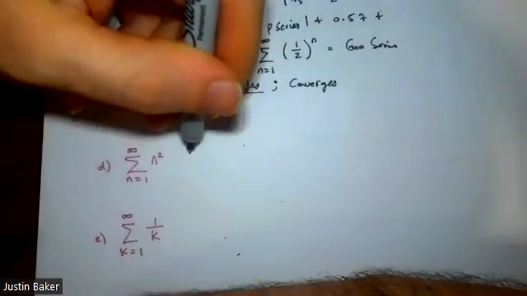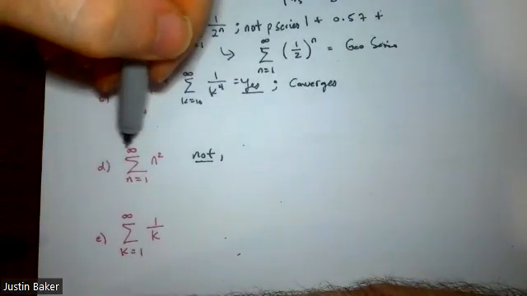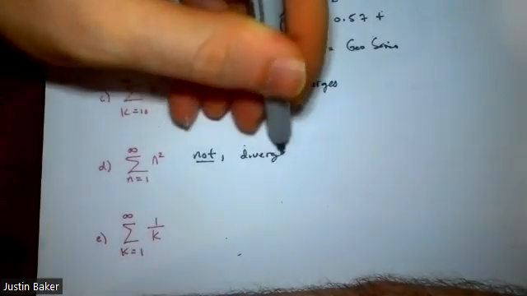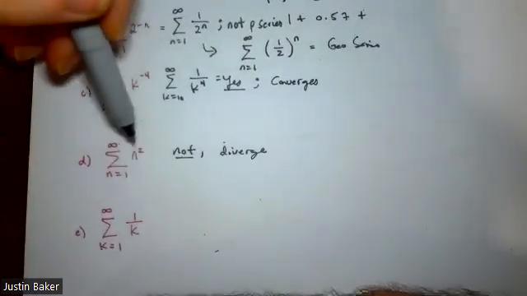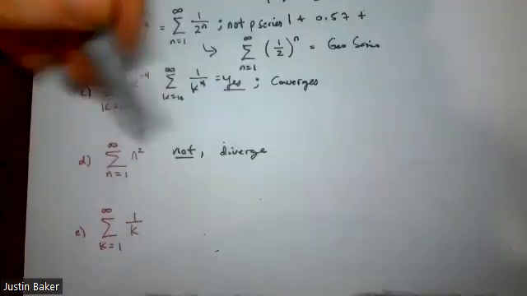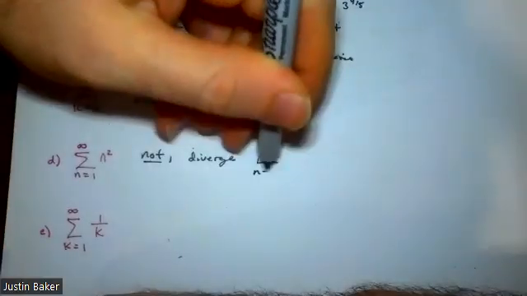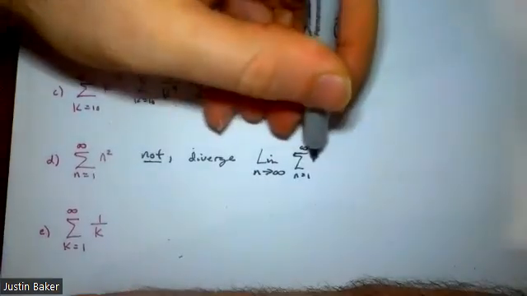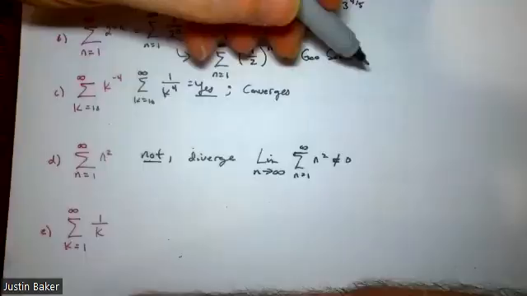Okay. For letter D, absolutely not. And that one should hopefully be straightforward because we're just going to plug in numbers and this thing's just going to take off. So we could say that this diverges because as you start seeing the numbers go in, they're going to get bigger and bigger and bigger. You can also use what we call the nth term test. That's the limit as n goes to infinity for the summation. That's not equal to 0. Therefore, this diverges.